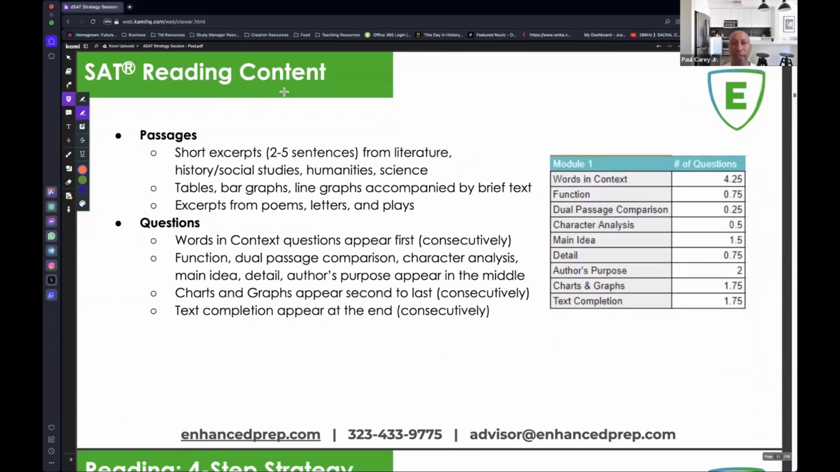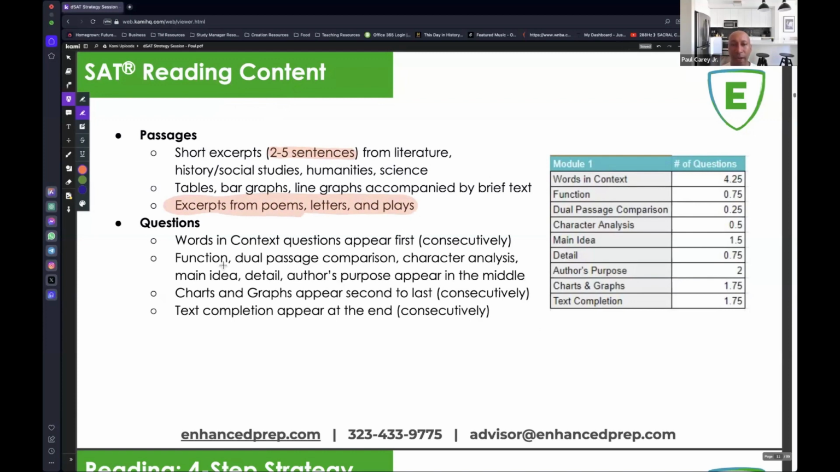As far as the reading and writing content, there's going to be short excerpts, around 2 to 5 sentences, from all these different things. One of the new things that you see is there's going to be excerpts from poems, letters, and plays. This is something that wasn't with the SAT before. So just one of those things to keep in mind as well.